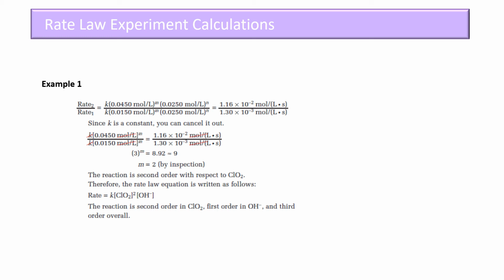Therefore, the rate law equation is written as the rate equals K times the concentration of ClO2 to the order 2 times the concentration of OH minus. This makes the reaction second order for ClO2, first order for OH minus, and then it is a third order reaction overall.